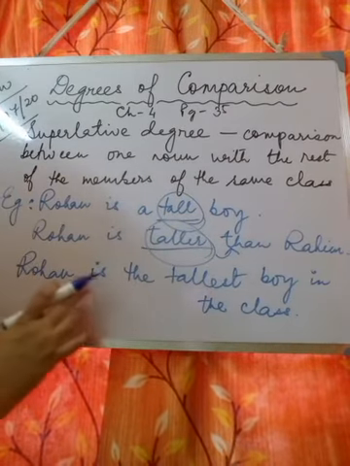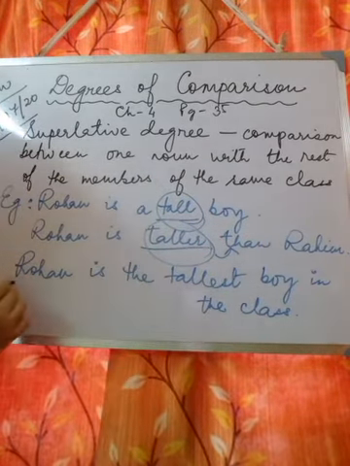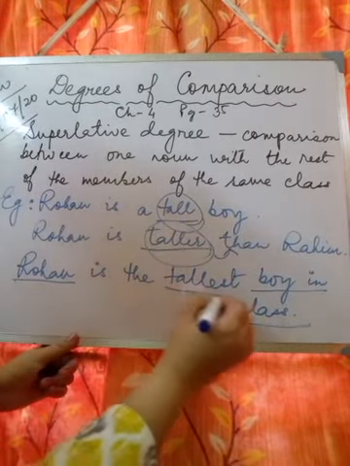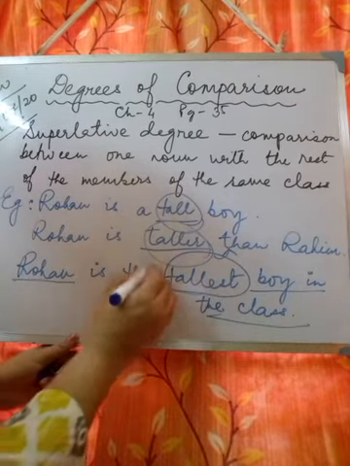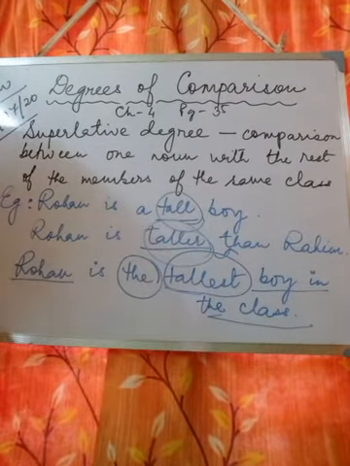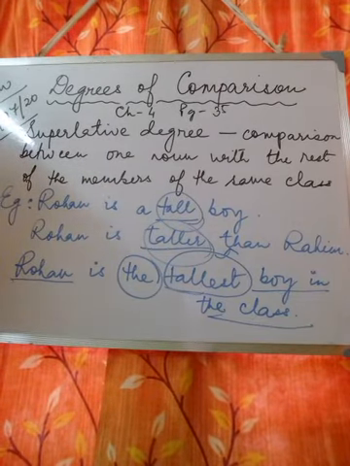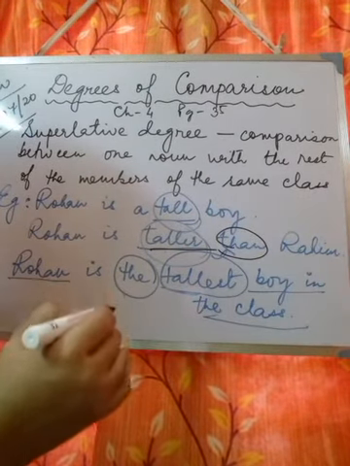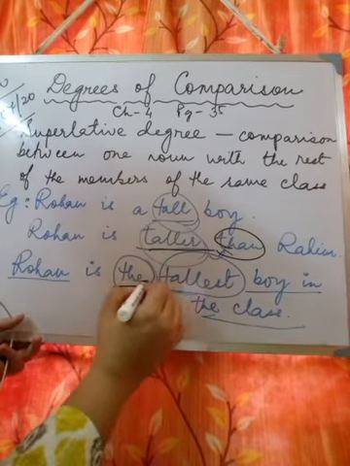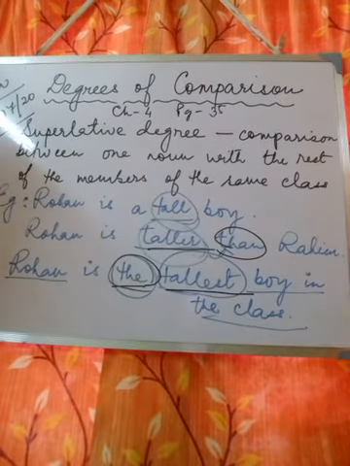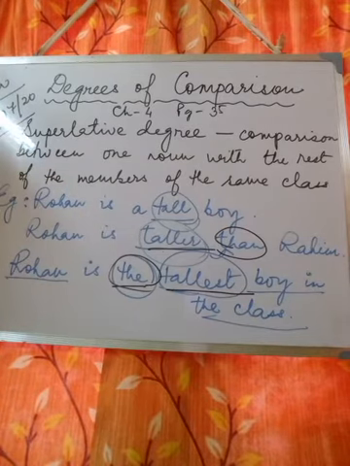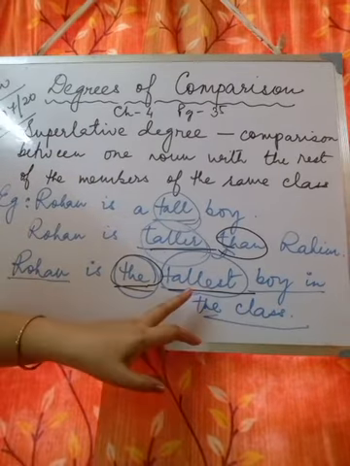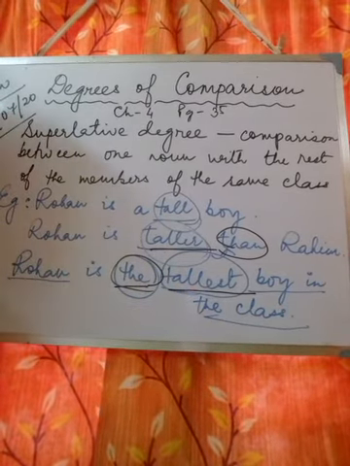In the third sentence, Rohan is the tallest boy in the class. Here, Rohan is compared with all the other boys in the class. Hence, we are using the superlative degree, that is tallest, and we use the before the superlative degree. So, important points to learn. In comparative degree, we use than right after the comparative degree, and for superlative degrees, we use the before the superlative degree of the adjective. Remember this, children, keep this in your mind. Than is to be used after the comparative degree and before the superlative degree, the is to be used.